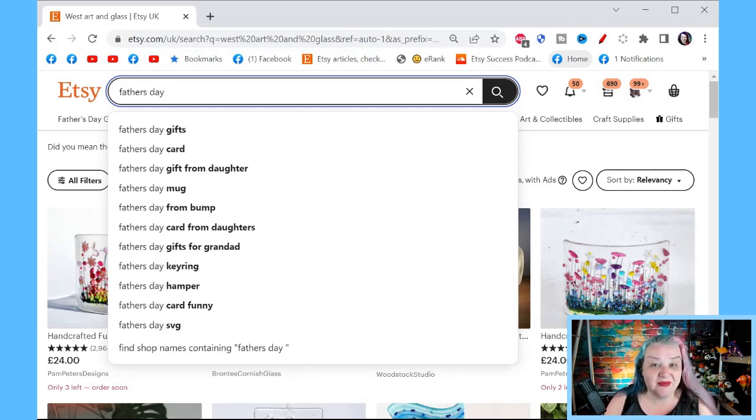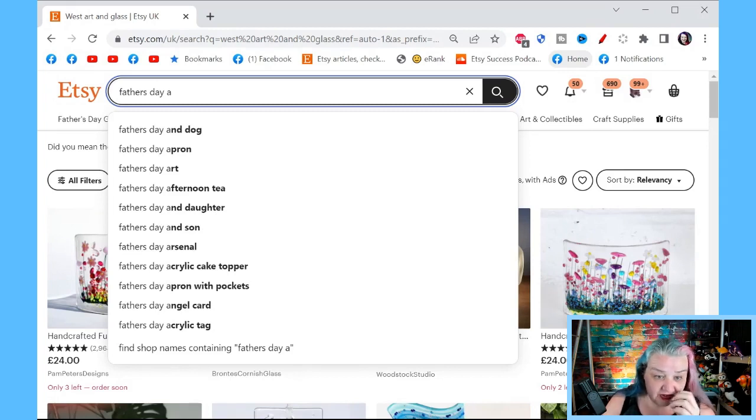And then the alphabet method for this that people talk of is just simply to look at letters of the alphabet. If I put in an A here, Father's Day and dog, apron, art. Now, what I would do with anything that I find from this, because this is more niche down, I've typed in more, any keyword that I find here, I would take it to another keyword tool. I would take it somewhere I can check what the search volume is to see if it's any good.